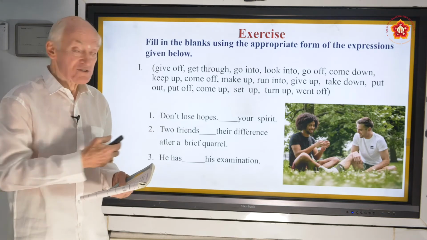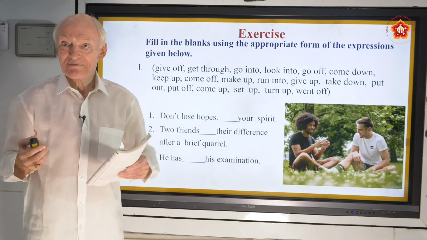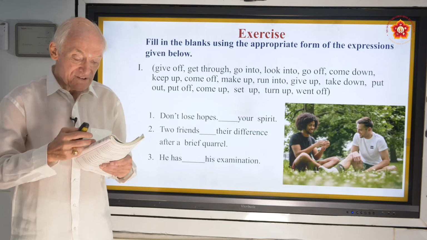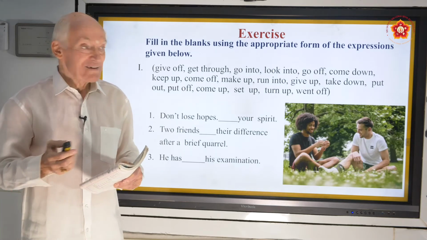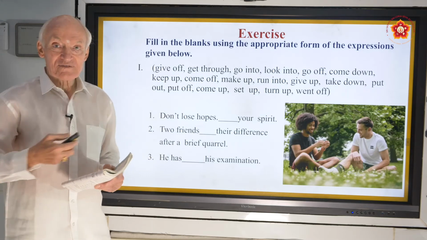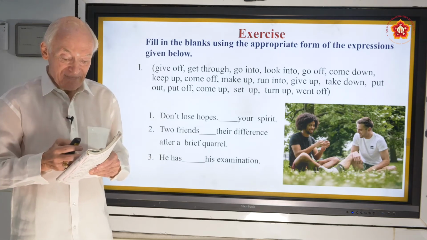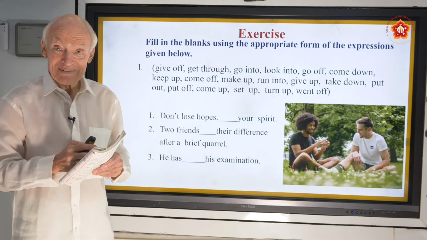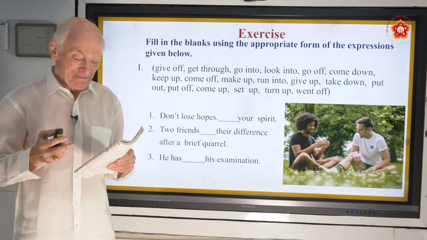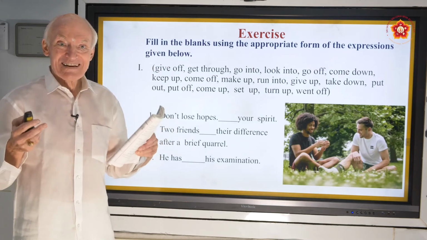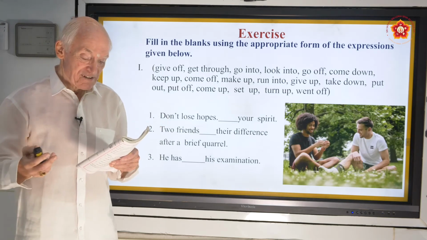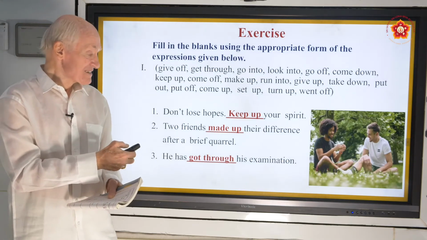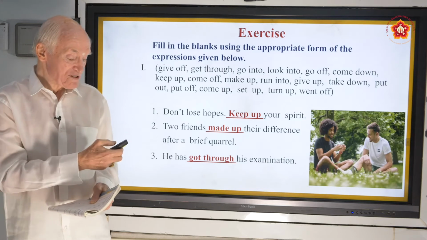Now, we have a picture here of two friends. And friends are friends, and sometimes they'll bump into each other and they have a little quarrel. They made up after a brief quarrel. So they're friends now. So we look through our phrasal verbs and which one comes up. We have give off, go into, look into, come off, made up. So they had a quarrel and they made up. They don't make each other, but they made up the differences that they had with each other. So the answer would be made up. Two friends made up their differences. And we have the right word: don't lose hope, keep up your spirits.